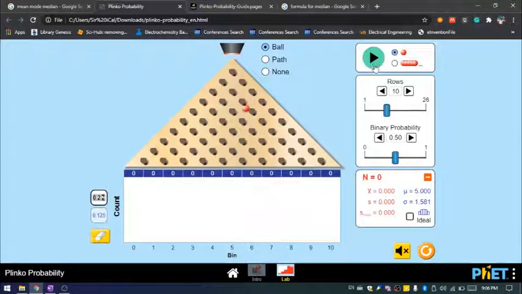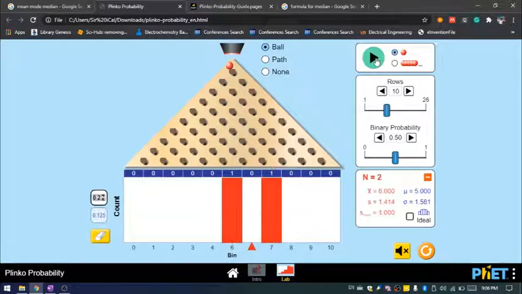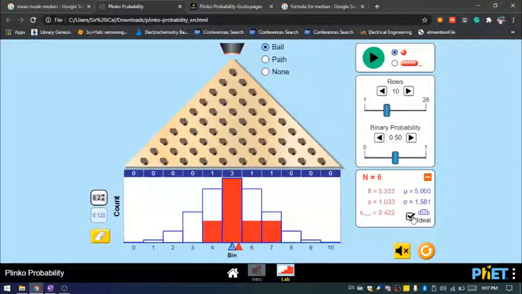So drop. Okay, pin number 5. You can see this is the number of rows, this is the binary probability, and this n is equal to the number of attempts or trials, which is we drop 6 balls. Okay, x bar is the sample mean, S is the standard deviation, and what you see on the right, the blue one, is mu, the population mean, and this is the standard deviation, which is the ideal.